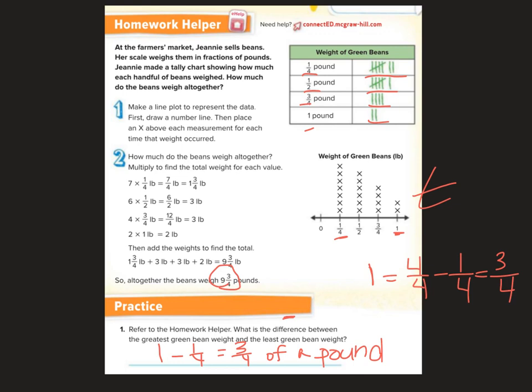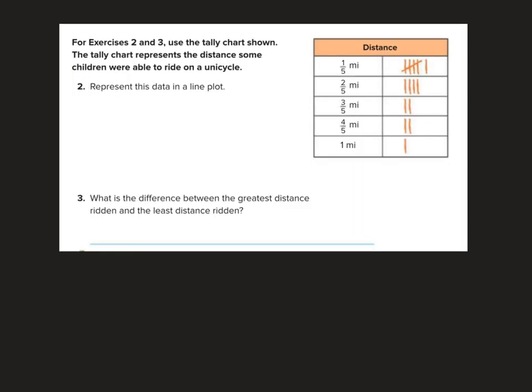How did I figure that out? Because 1/4 of 16 is 4, so for 3/4, I just multiply by 3, and I get 12. 12 ounces. All right, let's go to the next one.